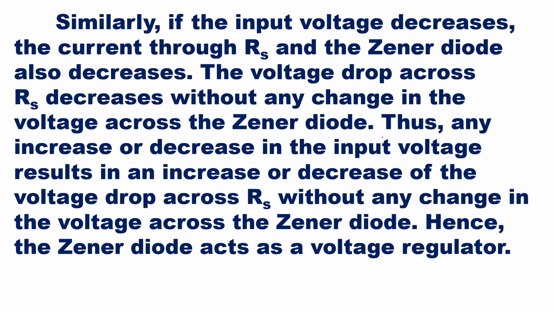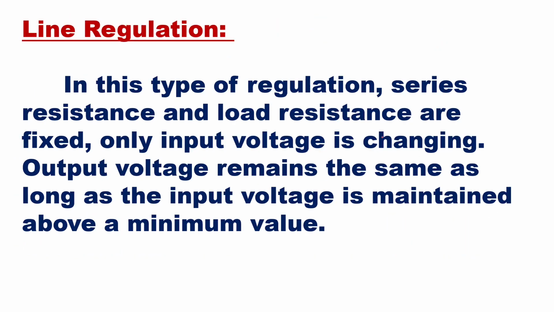Now, here in this explanation, we are speaking only about the change in input voltage. So, if input voltage increases, the output voltage remains constant. If the input voltage decreases, the output voltage remains constant. Now, this as a whole, when there is variation in input voltage and output voltage is remaining constant, it is called as line regulation. So here, that is the concept of line regulation. In this type of regulation, series resistance and the load resistance are fixed. Only input voltage is changing. Output voltage remains the same as long as the input voltage is maintained above a minimum value.